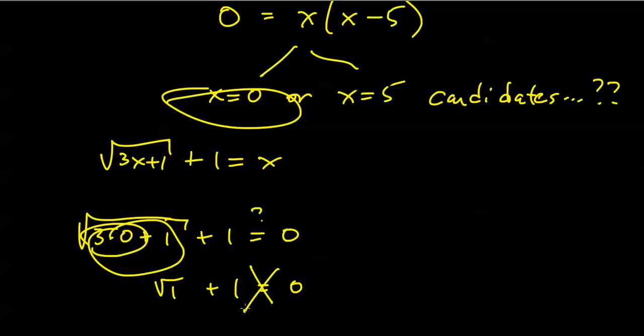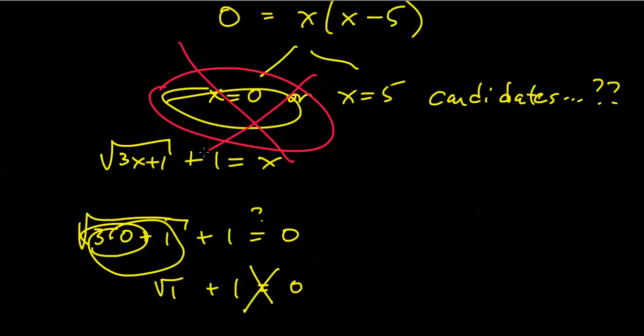Of course it's not. Alright, so this solution, this candidate for solution x equals 0, I have to strike it. It did not check. It is a false or extraneous solution. So let me write that down. X equals 0 is a false solution. Alright, so I have to strike it.